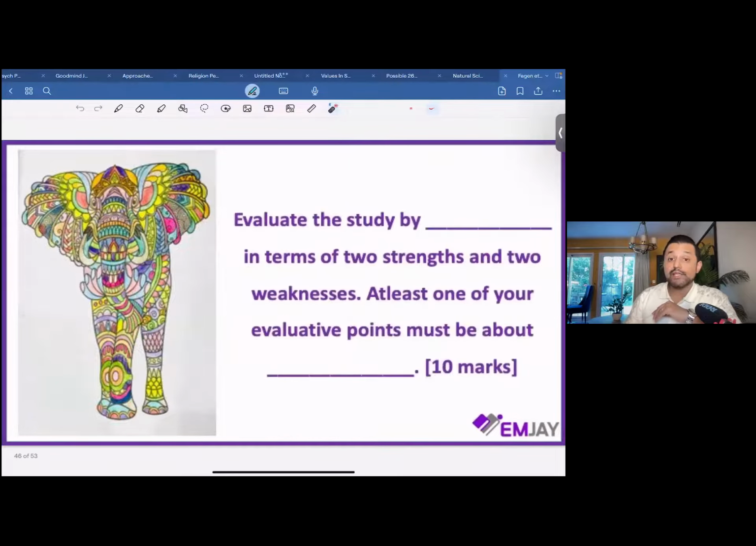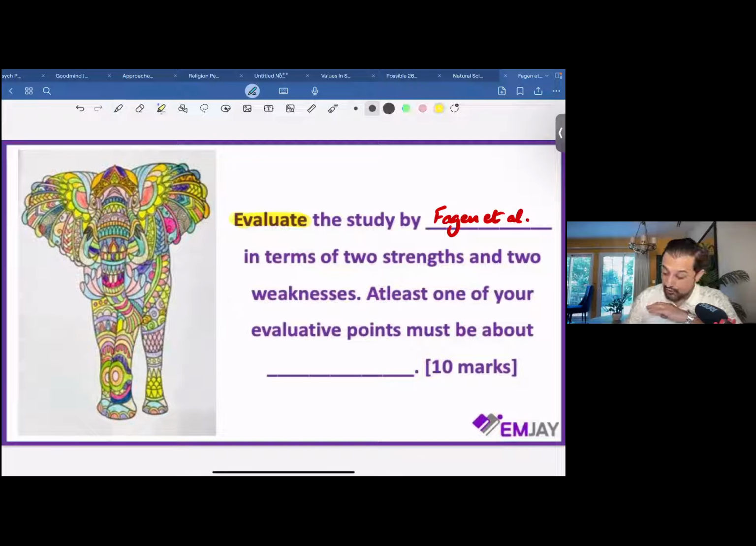one, we typically get a 10-mark question. Remember, paper one is of 60 marks. In that 60-mark paper, we get a 10-mark question that asks us to evaluate a particular study. So for instance, if we're getting that question on this particular study, it might be something like: evaluate the study by Fagen et al., elephant learning, in terms of two strengths and two weaknesses.